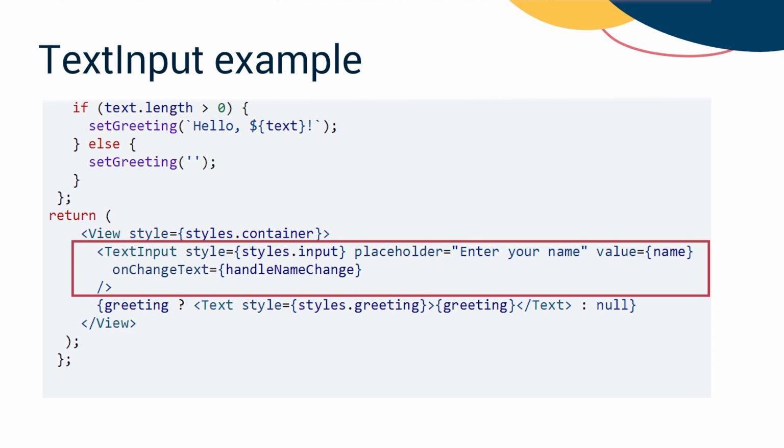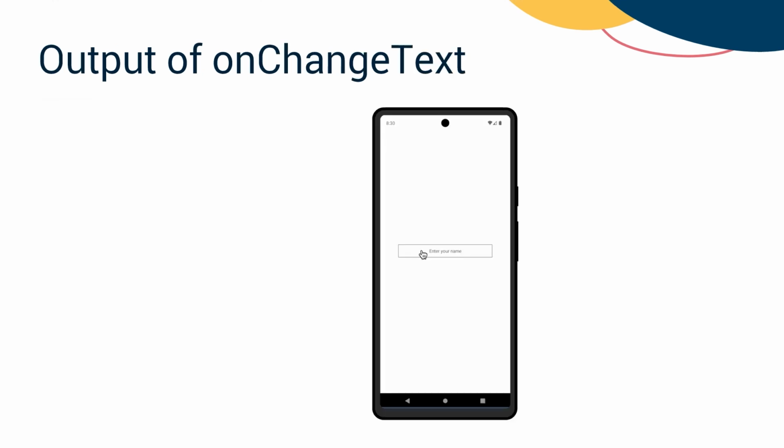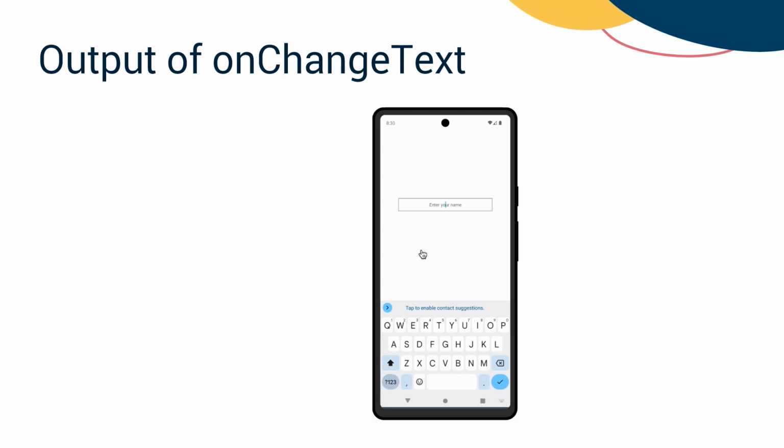When the onChangeText event happens, handleNameChange is called, which sets the variable name to the value contained in the text input. In this code example, the name value is, in turn, used to display a greeting. For example, when the name John Smith is entered in the user interface, it displays Hello John Smith as it is entered.